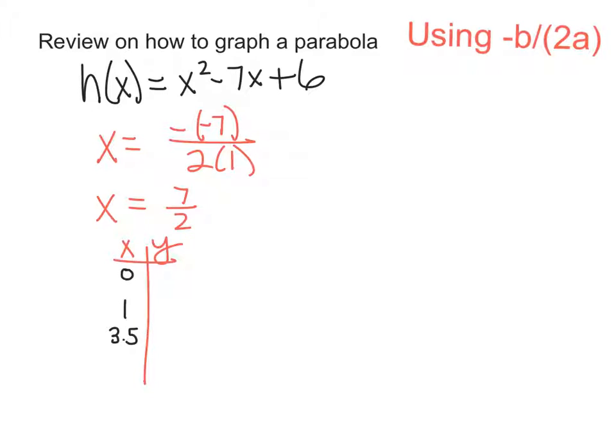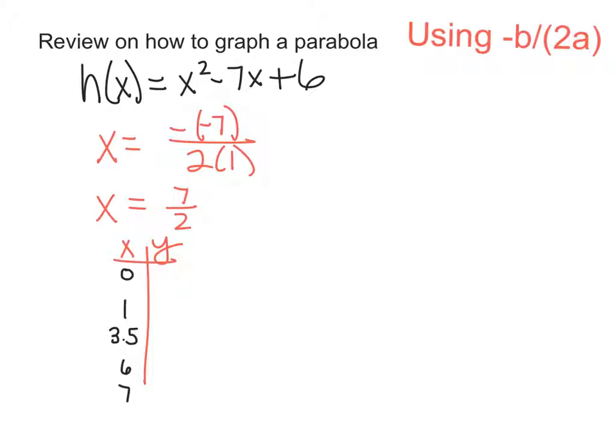Now again, you can plug in whatever you want. Why am I plugging in 0 and 1? Because it's easiest. And if I do the symmetric part of that, 1 is 2.5 away from 3.5. So if I go the other way, which is 2.5, that would be 6 and 7. So they should give me the exact same value if you would graph this. So let's plug them all in.